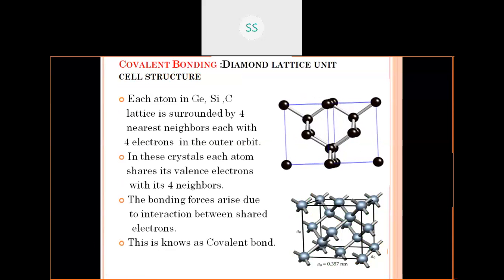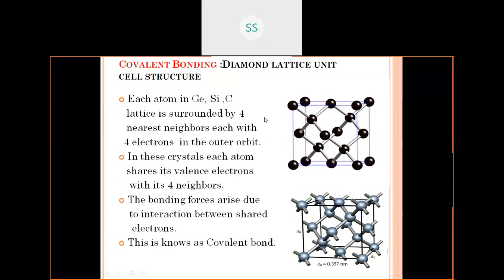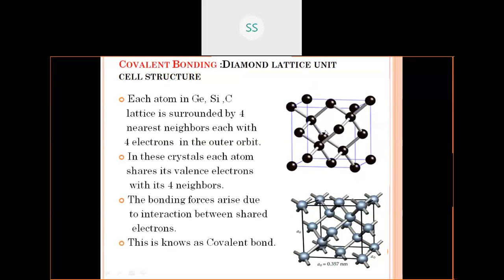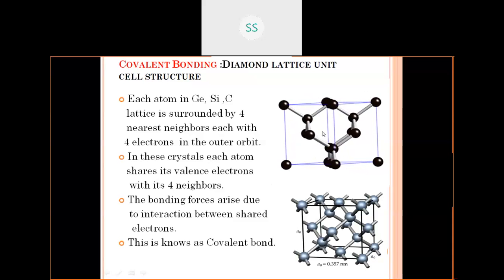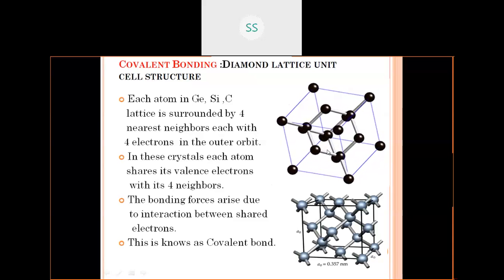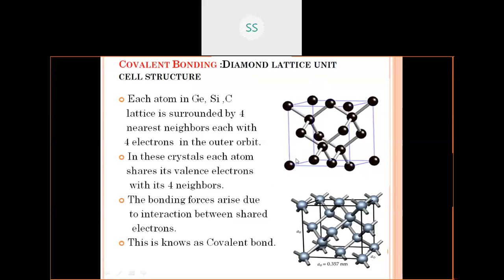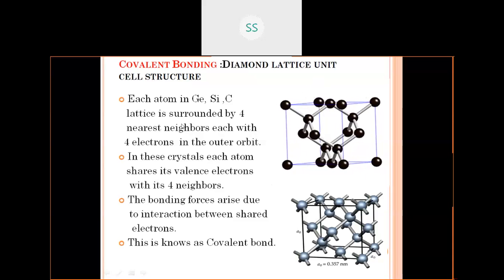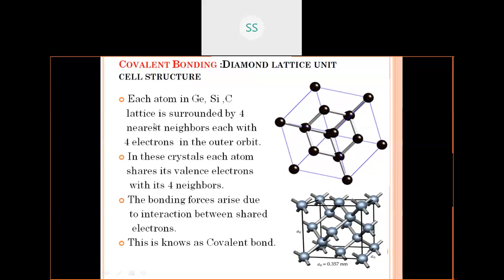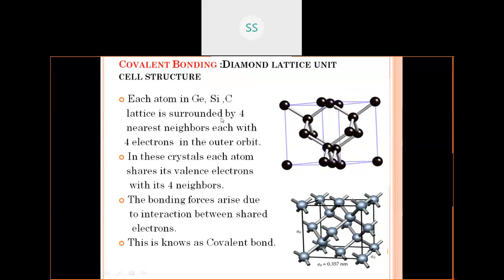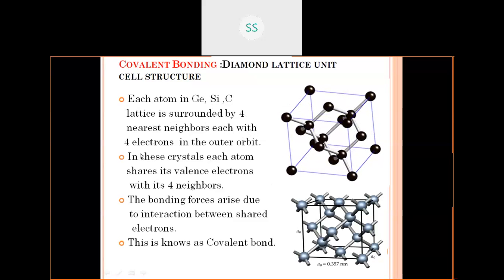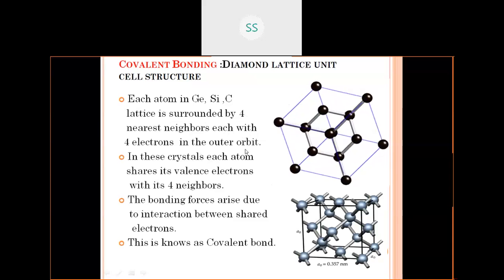Similarly, in another type of bonding, covalent bonding, the examples are germanium, silicon and carbon lattice. Here I have shown the carbon lattice structure. Now in this, the solids are formed such that each atom, whether germanium, silicon or carbon, is surrounded by four nearest neighbors, each with four electrons in the outermost orbits.